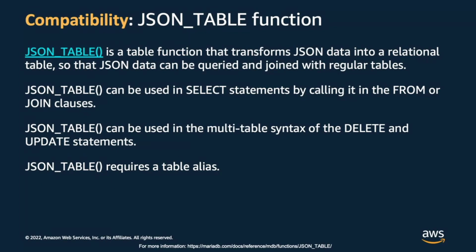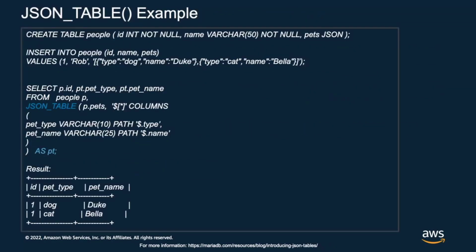And JSON table function can be used within select statement that I'm going to show you a simple example on the next slide. You can write the JSON table function in your from clause within a select statement. JSON table function can be used in the multi-table syntax of the delete and update statements as well. However, when you write a JSON table function, it always requires a table alias. So let's see how it looks like.